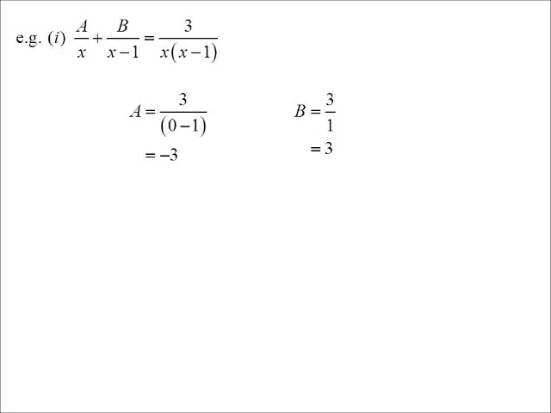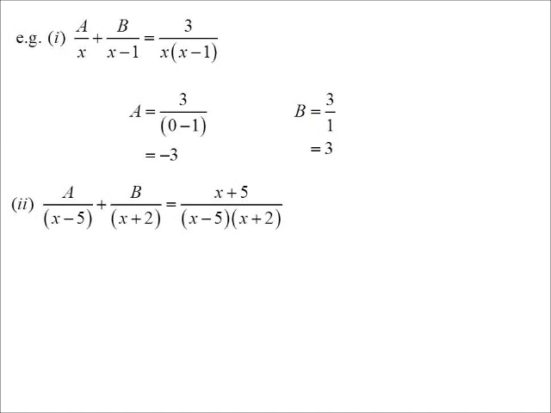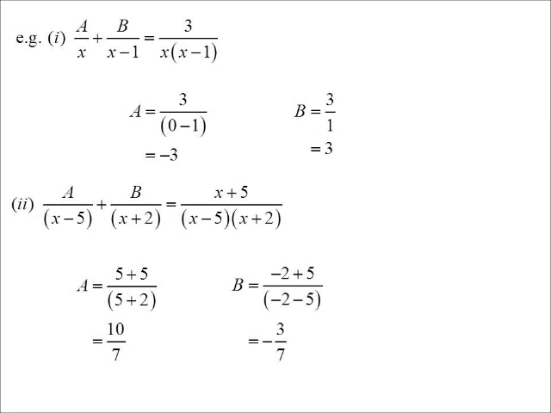So some people like to do that because it's very quick. Very quick. Let's try this one. To work out the a, I'll substitute in 5, but cover up the x minus 5. So I get 5 plus 5 on 5 plus 2. There's 10/7. To work out the b, I'll substitute in minus 2, because that's what makes that 0. Cover it up. Minus 2 plus 5 on minus 2 minus 5, minus 3/7. So if you just have a series of linear factors, it's a very quick way of doing it.